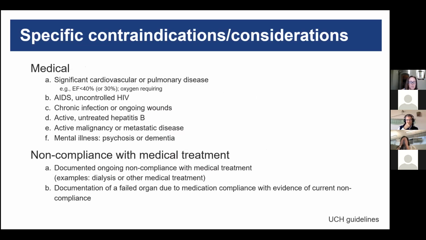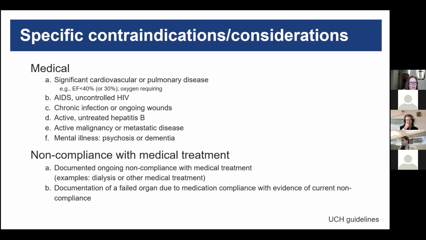And these are the specific contraindications and considerations that are directly copied and pasted from the university guidelines. So basically, significant cardiovascular and pulmonary disease. And I asked a couple folks what EF constituted significant cardiovascular disease. One answer I got was an EF less than 40%, and another answer I got was an EF less than 30%. And for significant pulmonary disease, it's oxygen requiring.